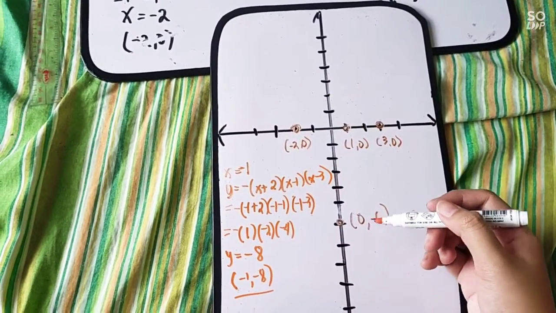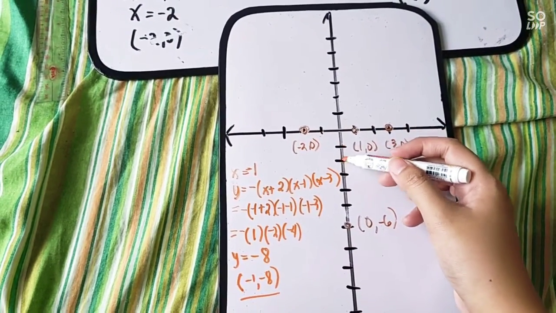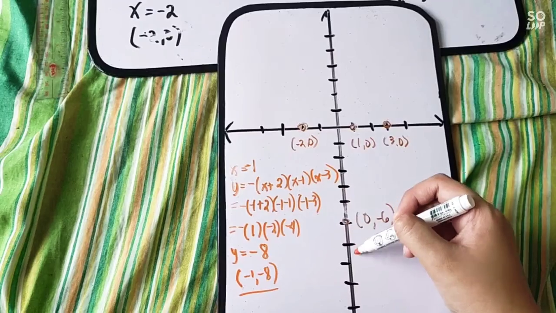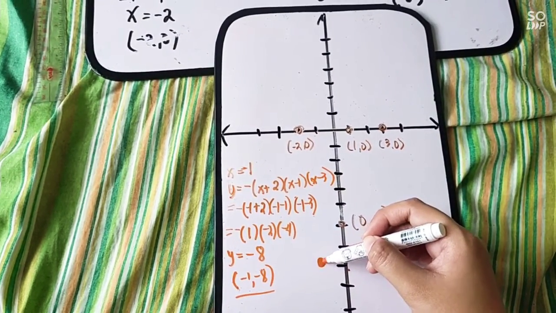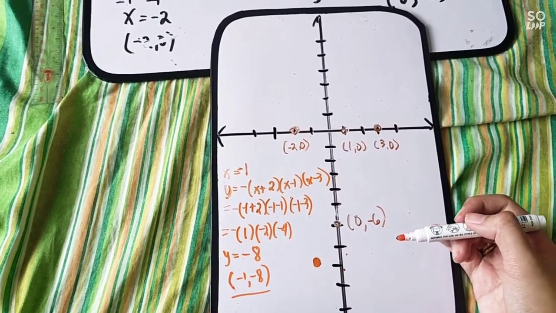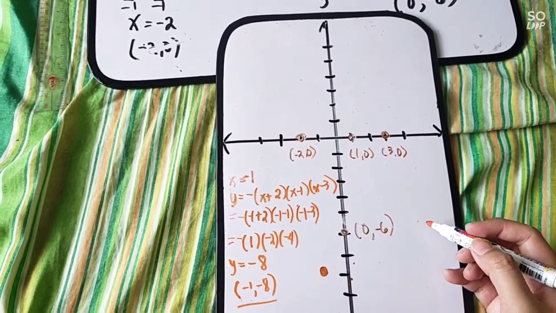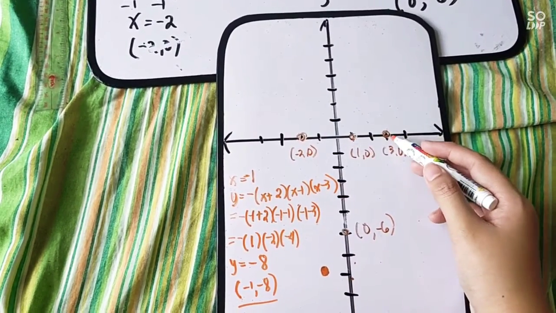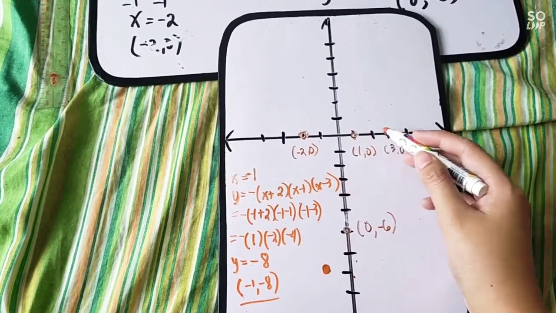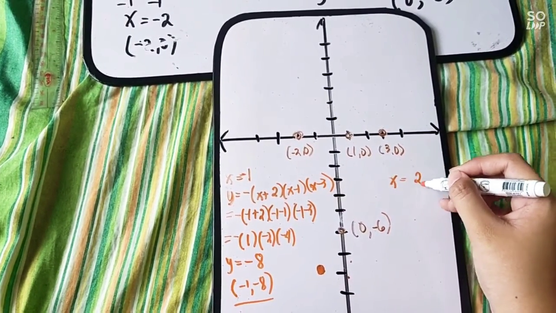So, let us plot the other point. From here, negative 1 to negative 8: 1, 2, 3, 4, 5, 6, 7, 8. Then negative 1, line it up with negative 1. So here's the other point. Next, we have 1 and then 3. What is the middle? We have 2. X equals 2.